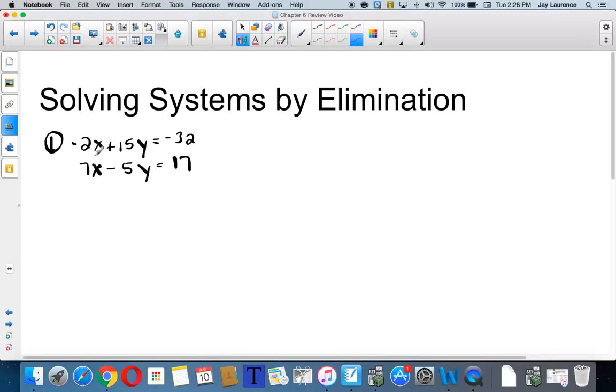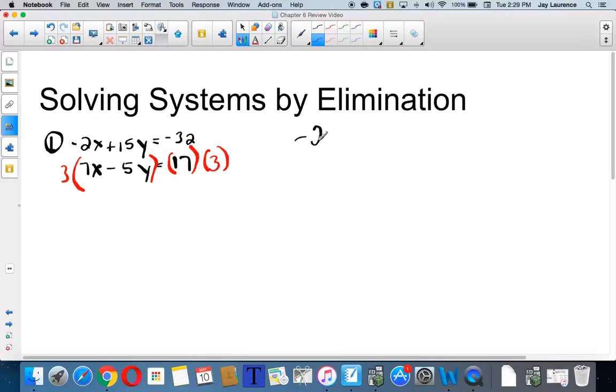But if I look, I have a couple different choices here. I could decide to eliminate my x's, in which case I'd probably multiply the top equation by 7 and the bottom equation by 2. Or I could eliminate my y's. And if I do that, which I think I'm going to do, I'm not going to multiply the top equation by anything. I'm going to multiply the bottom equation by 3. Why 3? Because 3 times negative 5y will give me a negative 15y. If I multiplied it and got a positive 15y, then I would want to multiply by a negative 3. But in this case, I'm okay. So, using the positive 3.